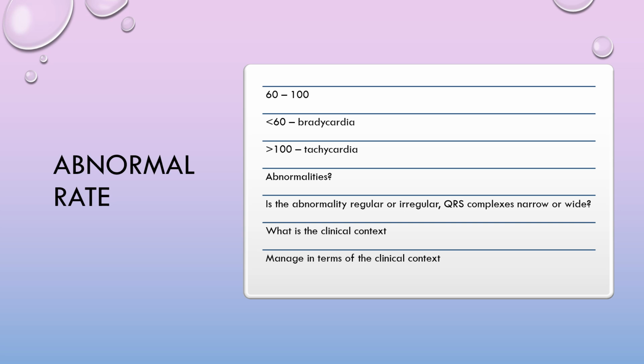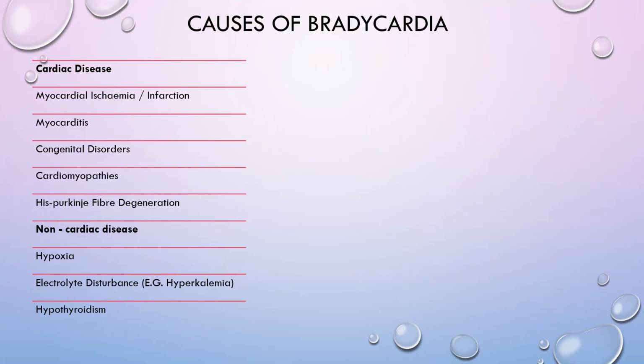And what is the rate? What do we call normal rate? The normal rate falls between 60 to 100. Less than 60 is bradycardia, and more than 100 is tachycardia. And if there are any abnormalities, are these abnormalities regular or irregular? Is the QRS complex narrow or wide? What is the clinical context of this patient, and we'll manage in terms of the clinical context.